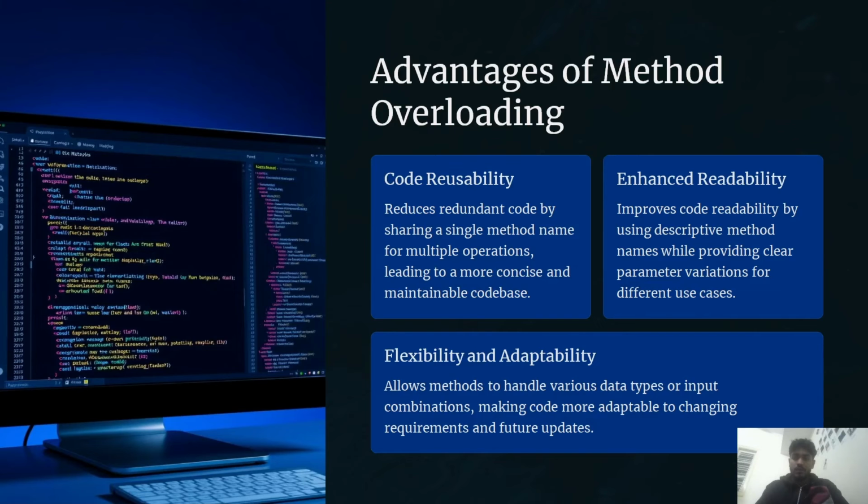Advantages of method overloading. Code reusability. Reduce redundant code by sharing a single method name for multiple operations, leading to a more concise and maintainable code base. Enhanced readability improves code readability by using descriptive method names while providing clear parameter variation for different use cases. Flexibility and adaptability allows methods to handle various types of input combinations, making code more adaptable to changing requirements and further updates.